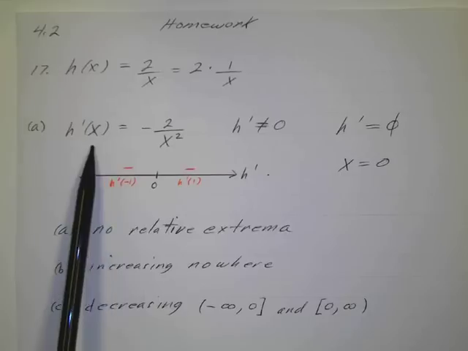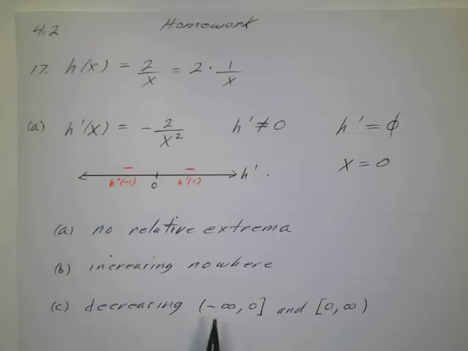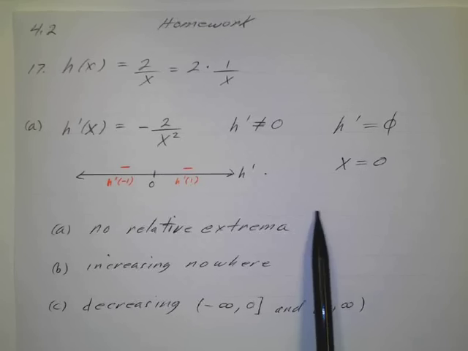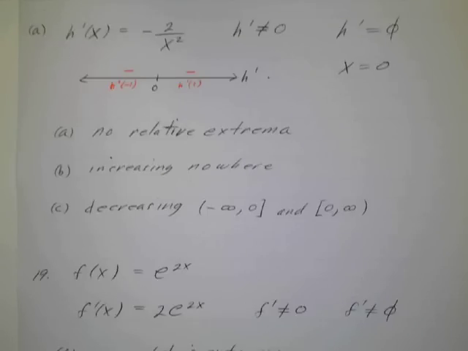Because the derivative is negative. So since h prime is negative, it's decreasing. Okay? All right. And again, if you graph this, you would see it's going like this and then like that, always decreasing.